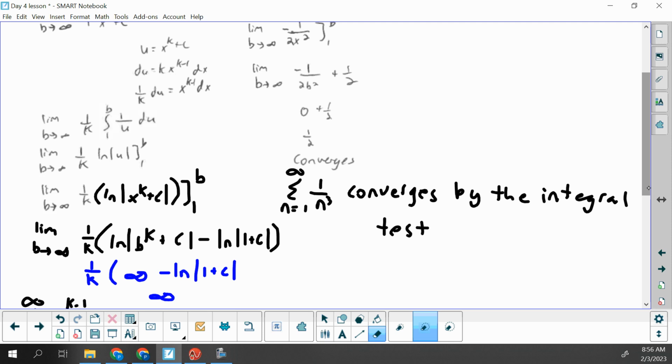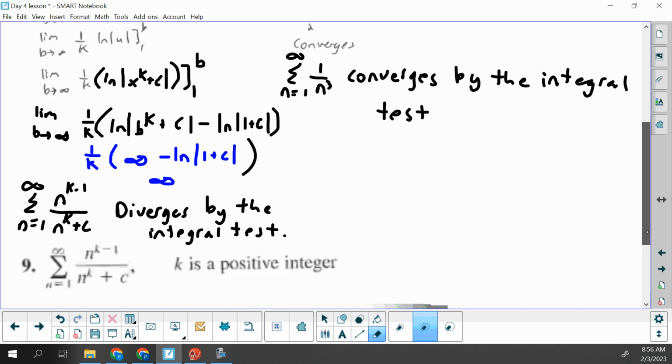You could have changed your bounds to be 1 plus c for the bottom and b to the k plus c for the top, and then you could have just subbed in when we had natural log of u. So you would have ended up with the same thing. But anyways, b goes to infinity. I'm missing my parenthesis here. But because we've got the infinity, this is going to diverge, so our conclusion would be that our series diverges by the integral test.